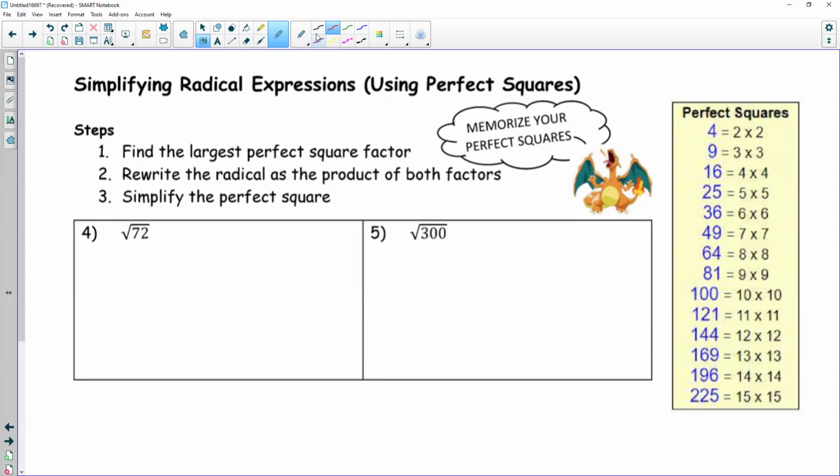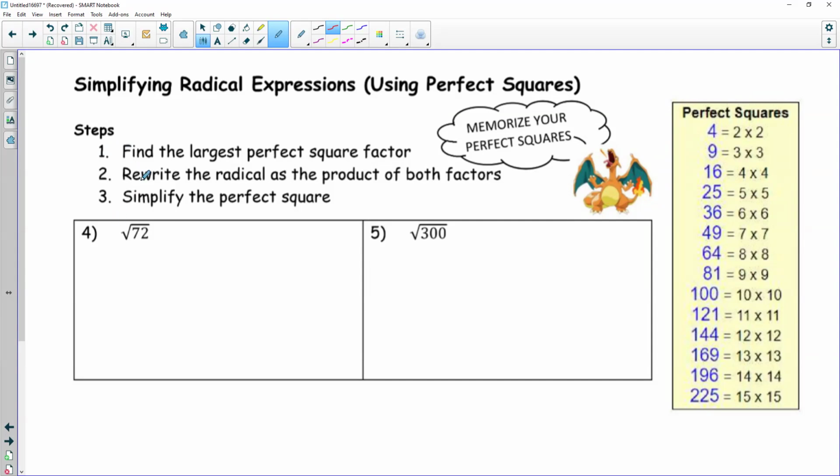To be able to do this method, you're going to need to do basically two things. You're going to need to have your perfect squares memorized, which I have a list of off to the right. And you're also going to need to really know your multiplication facts, right? That's the only way you're going to be able to work with this new method quickly and easily. So let's just dive right into it so you can see what this looks like.